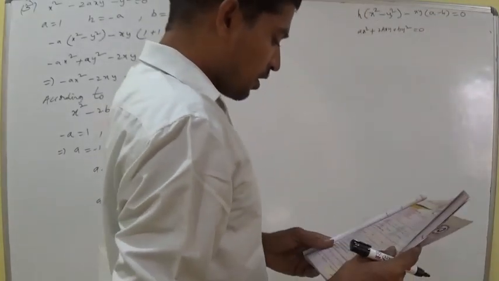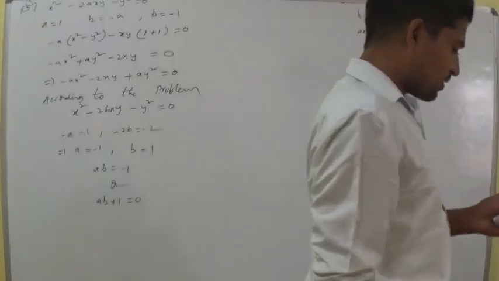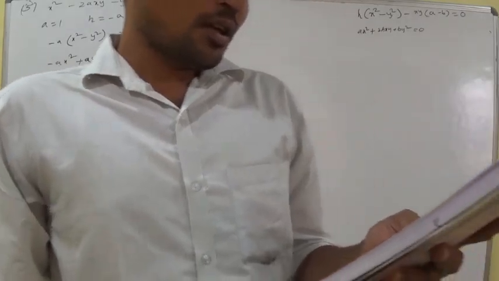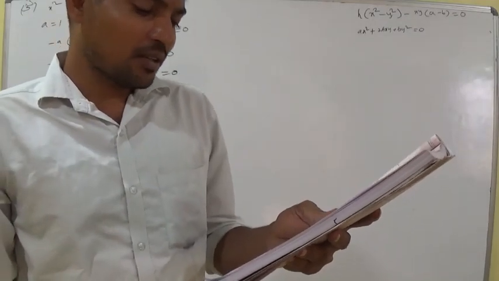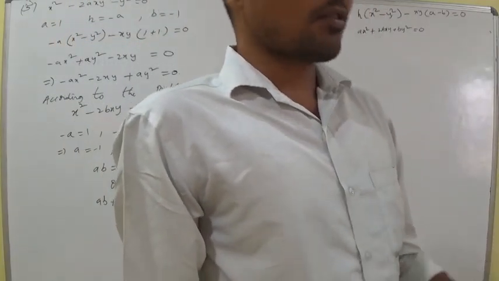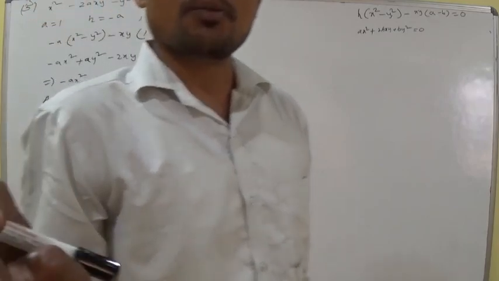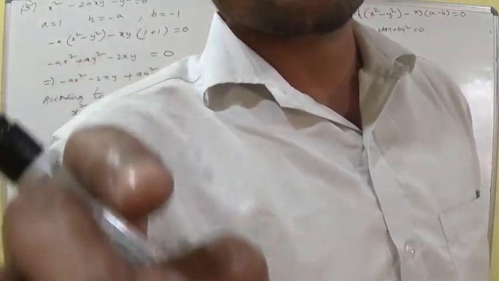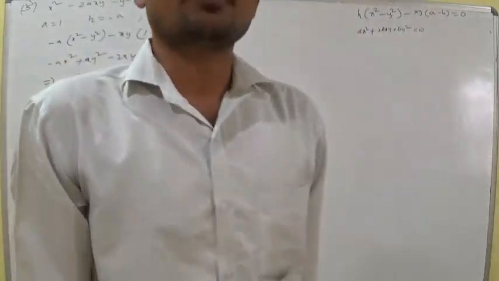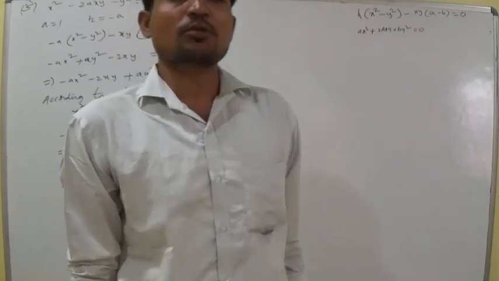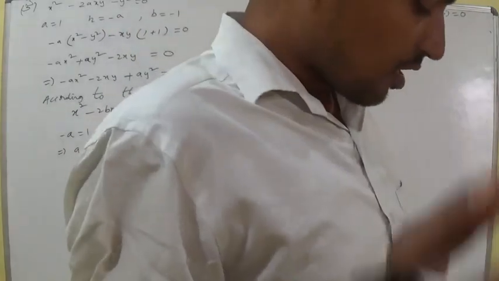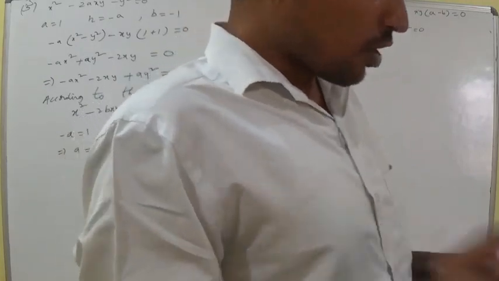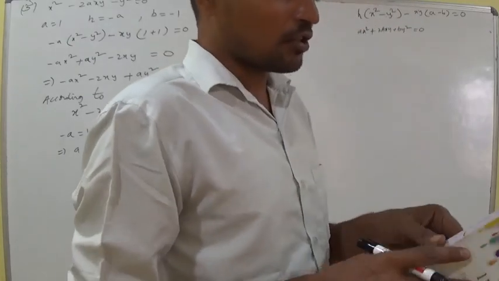Sixth one. Now seventh one. The equations of the bisectors of the angles between lines a1x plus b1y plus c1 is equal to 0 and a2x plus b2y plus c2 is equal to 0 is a1x plus b1y plus c1 by square root of a1 square plus b1 square equal to plus or minus a2x plus b2y plus c2 by square root of a2 square plus b2 square. That is already given here. With the help of that formula solve the seventh one. You can get the answer, no problem.